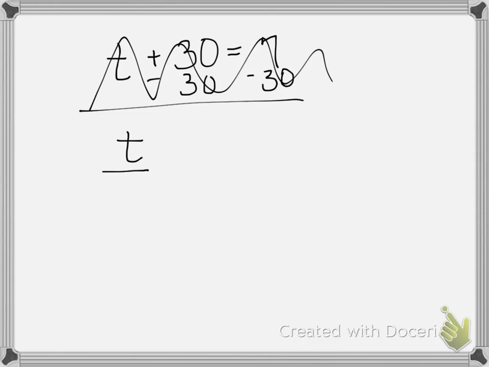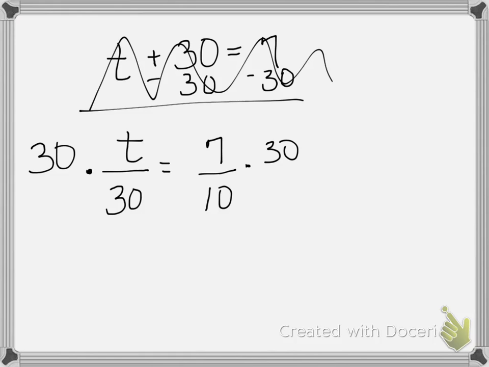So I have t over 30 equals, let's say, 7 over 10. Okay, well, in the past, you've had problems like this, and you've used cross multiplication, and that works too. But essentially what you're doing here, since it's t divided by 30, in order to get rid of 30, just like when we had up here the plus 30, we subtracted 30. Well, the inverse of division would be multiplication. So in order to get rid of the 30, I multiply both sides by 30, because 30 over 30 is the same as 1. 1 times anything is just that anything, so 1 times t is t.